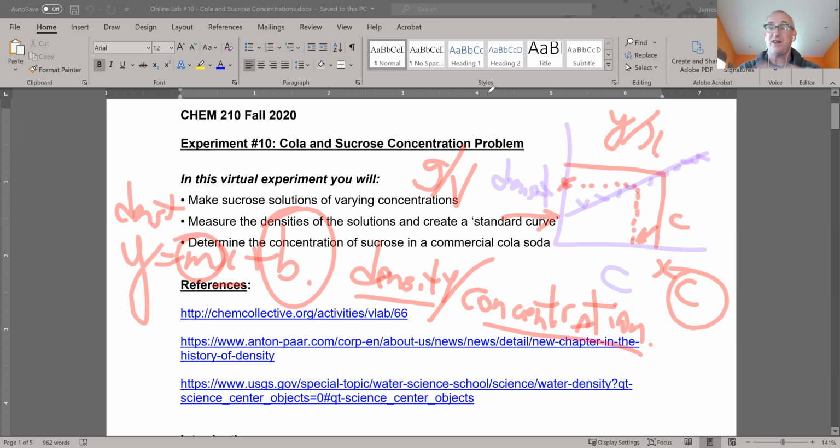So if you plug in all those numbers, I plug in my unknown density for the value of y. I know what m is. I know what the slope is. I know where the y-intercept is. The only thing I don't know is x, and I just solve for x. And that will give me a much more accurate determination of concentration than trying to eyeball it on a graph. So we'll actually figure that out mathematically. Okay.